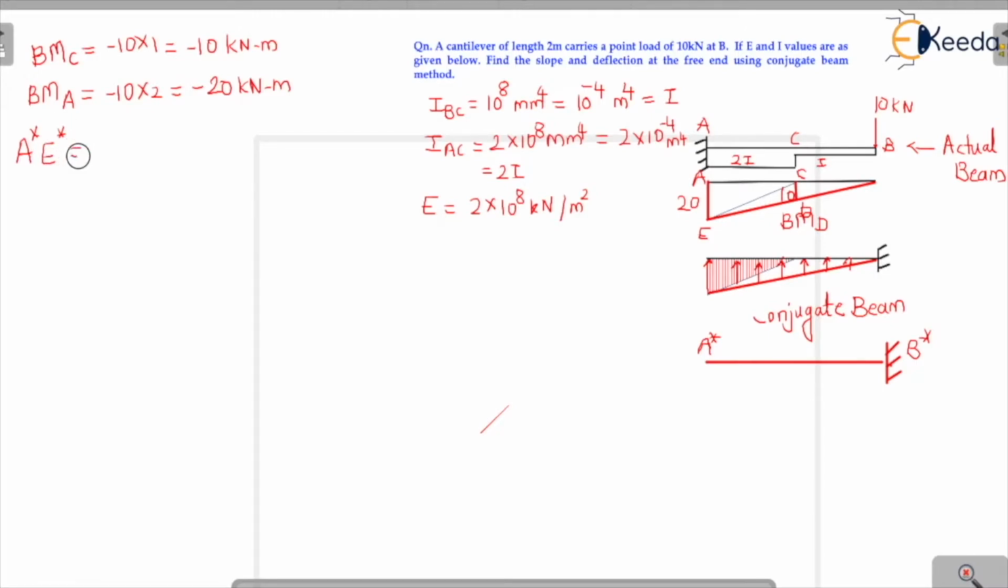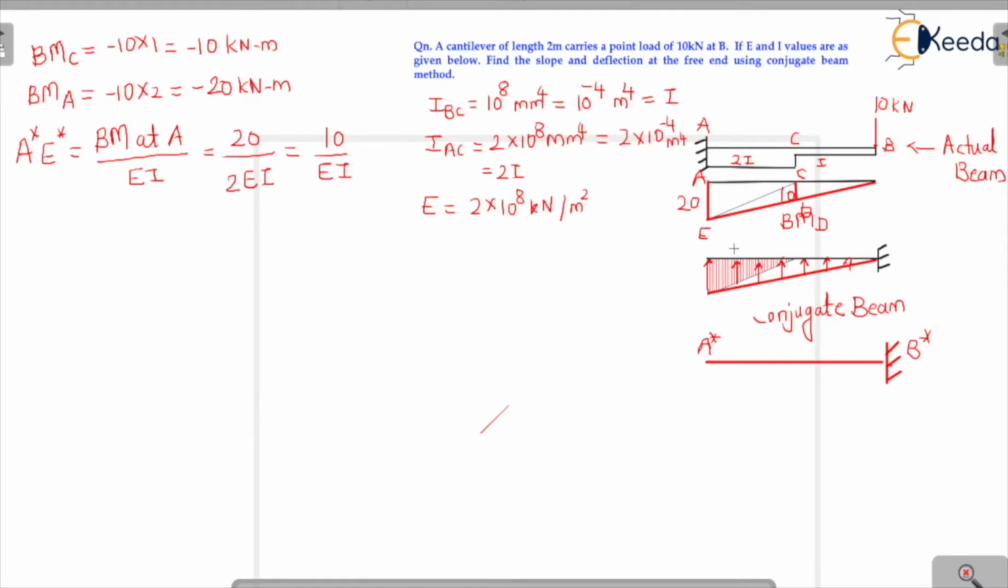So it is nothing but the bending moment at A divided by EI. So what is the bending moment at A? It is 20. 20 divided by 2EI, right? Because I is 2 here, twice of I. Here it is 2I, so we are dividing by 2EI. So it is 10 by EI.